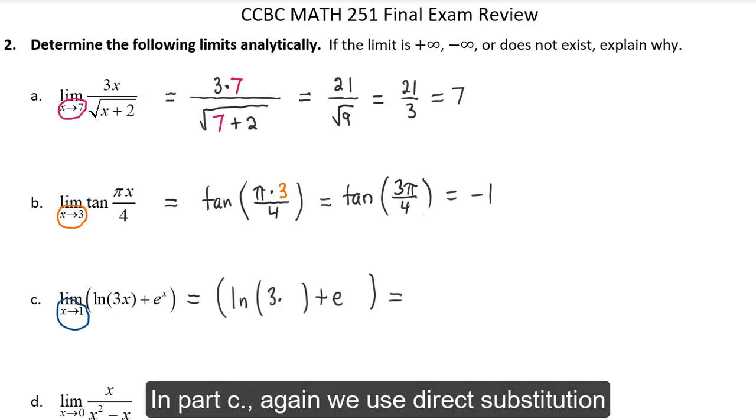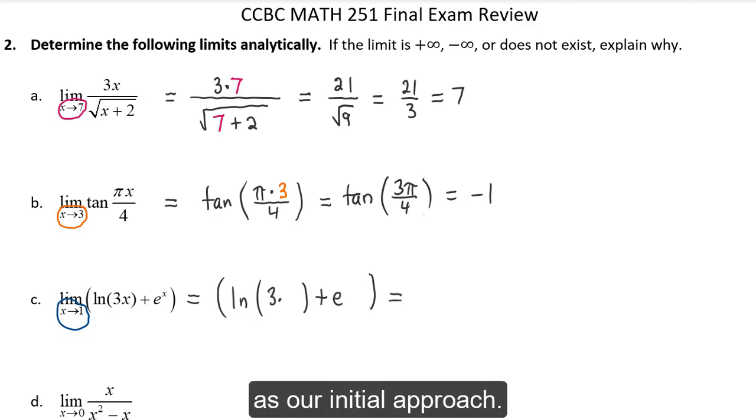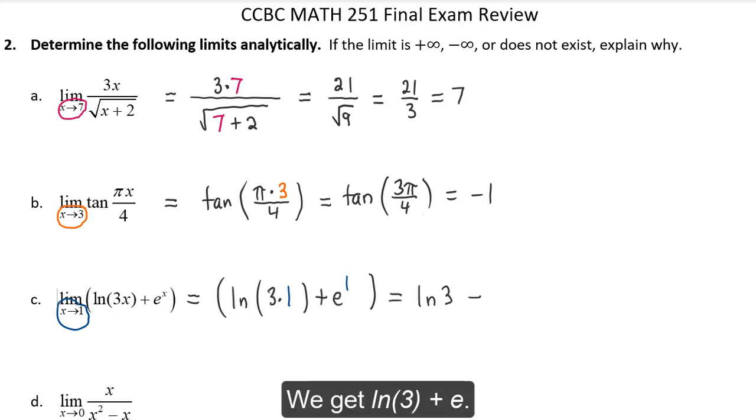In part C, again, we use direct substitution as our initial approach. We replace x with 1. We get the natural log of 3 plus e.